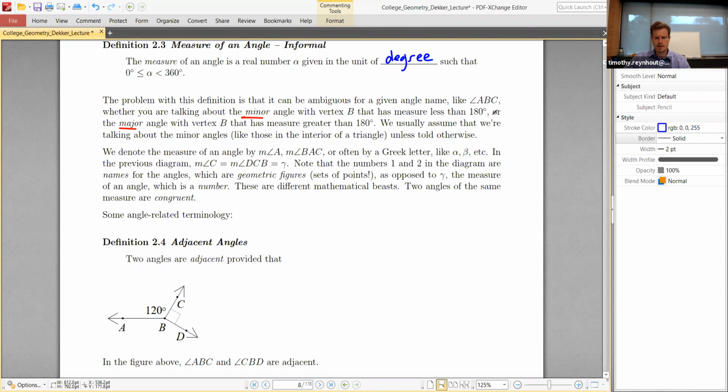So we gave a way to reference angles, and we have also a way to refer to angle measures. If I want to talk about an angle, I have angle ABC. If I want to talk about the measure of an angle, that's indicated by M, the measure of this angle.